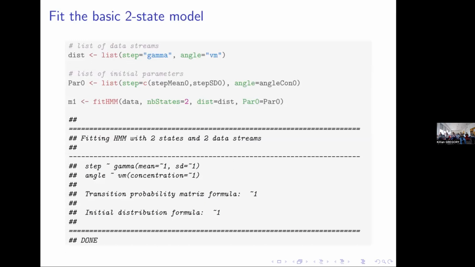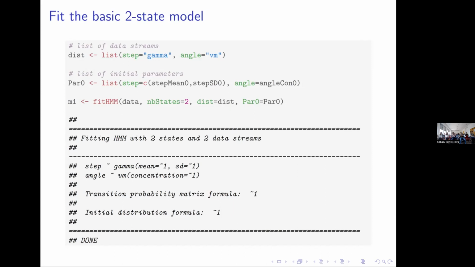We're going to specify a gamma distribution for our step lengths and a von Mises distribution for our turn angles. And then, as I said before, the hardest part really is you've got to come up with starting values. In this example, it's not too hard because the data are pretty good. But if your data are sparse, or it's not clear what the 2 states are, you may struggle a bit with that. So that's probably the hardest part.